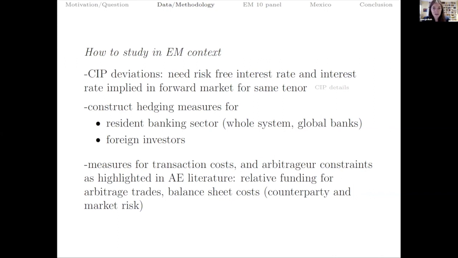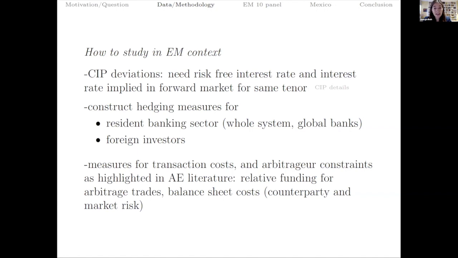Obviously, I need a measure of the covered interest parity deviations, so I need these risk-free interest rates. And then I want to construct some measure of hedging demand. The resident banking sector is my primary goal, but I would also love to have a measure of foreign investor demand, because the idea is that might be offsetting. I'll go through how I construct those measures in the data section.